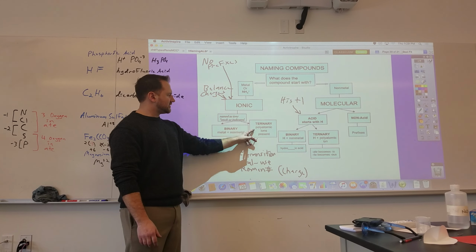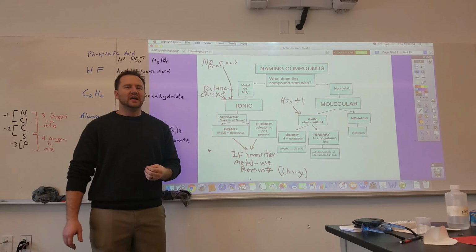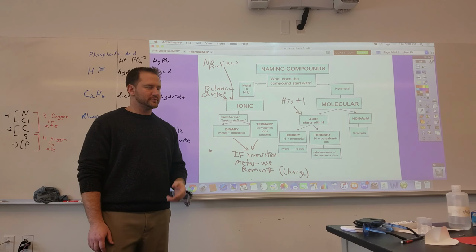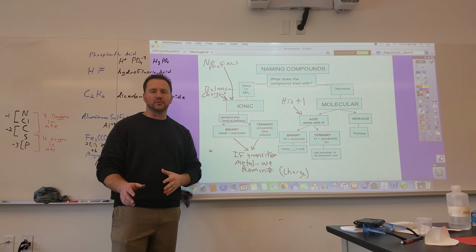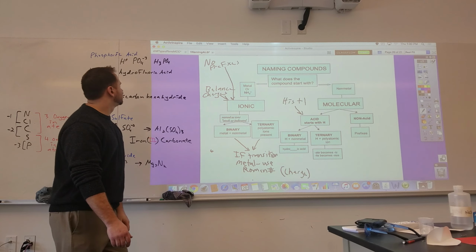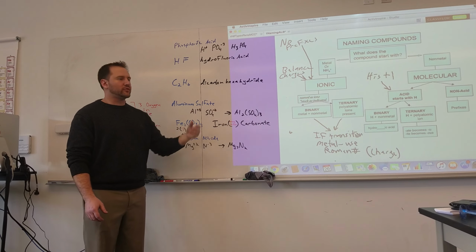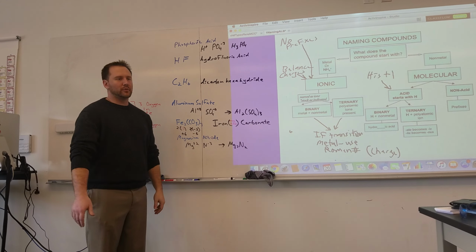And both of these situations can have transition metals. And if there are transition metals present, we need to use a Roman numeral to indicate the charge. So these are our rules, and now let's do a couple practice applications. I put a couple problems up here in blue, and then we wrote out the formulas or names depending on what we were provided with.